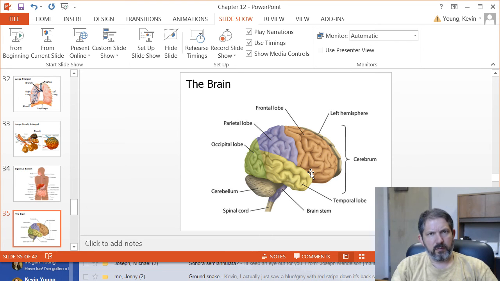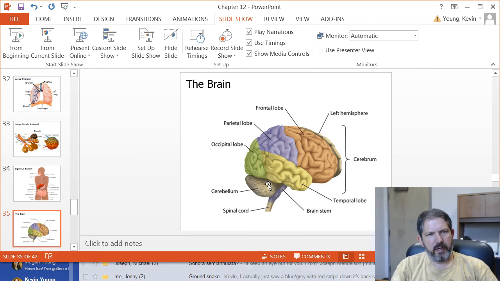Most of what you think of as your personality and your conscious thoughts, that's frontal lobe. Processing what you hear is temporal lobe. Processing what you see is occipital lobe. Forming words is parietal lobe, probably. But most of your conscious thought and your personality is frontal lobe.